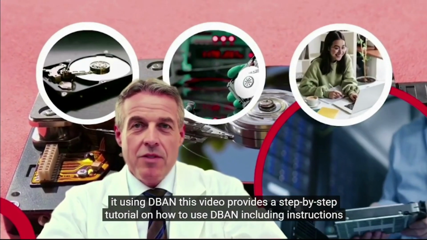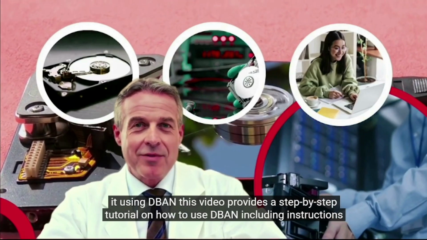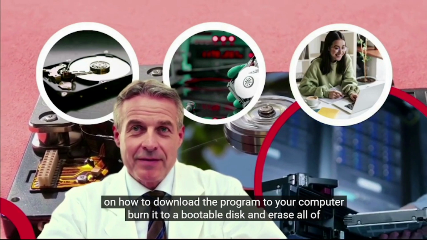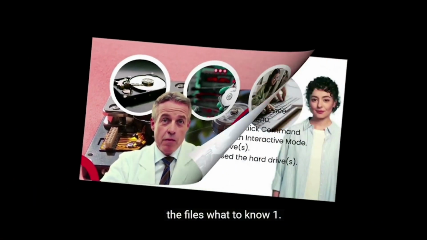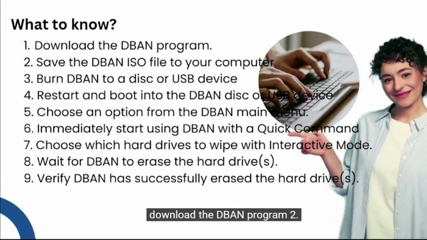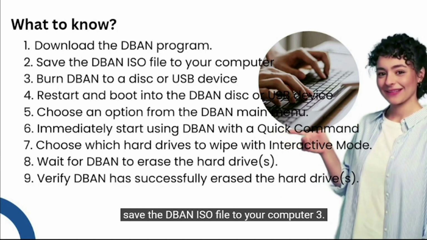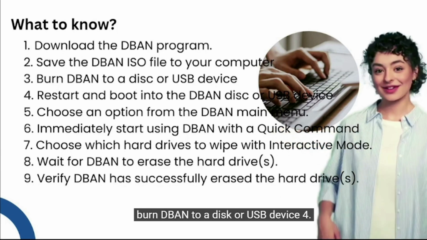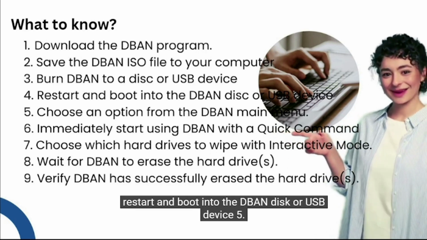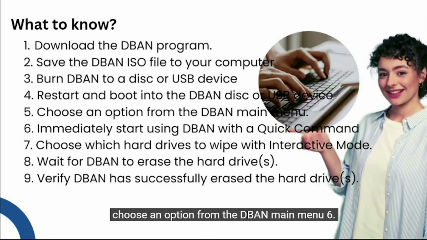This video provides a step-by-step tutorial on how to use DBAN, including instructions on how to download the program to your computer, burn it to a bootable disk, and erase all of the files. What to know? 1. Download the DBAN program. 2. Save the DBAN ISO file to your computer. 3. Burn DBAN to a disk or USB device. 4. Restart and boot into the DBAN disk or USB device. 5. Choose an option from the DBAN main menu.